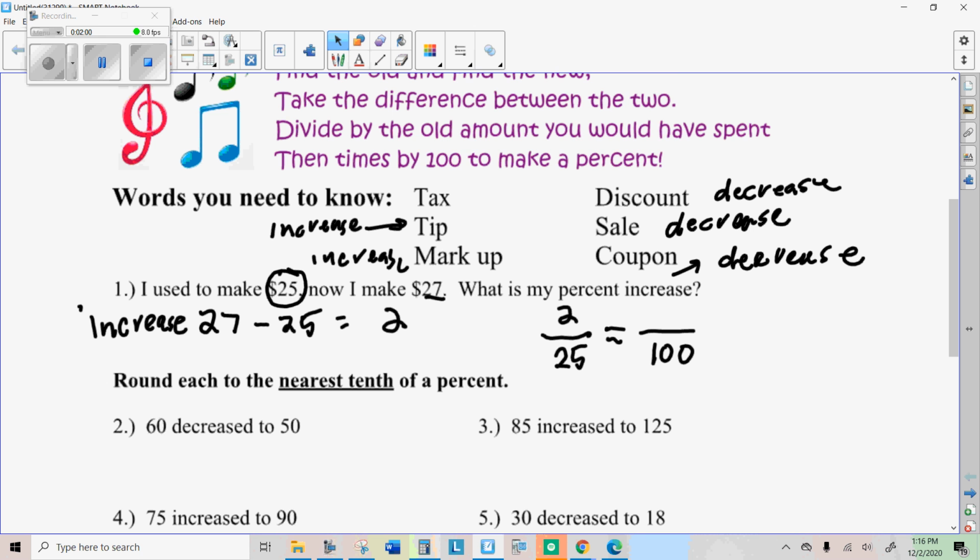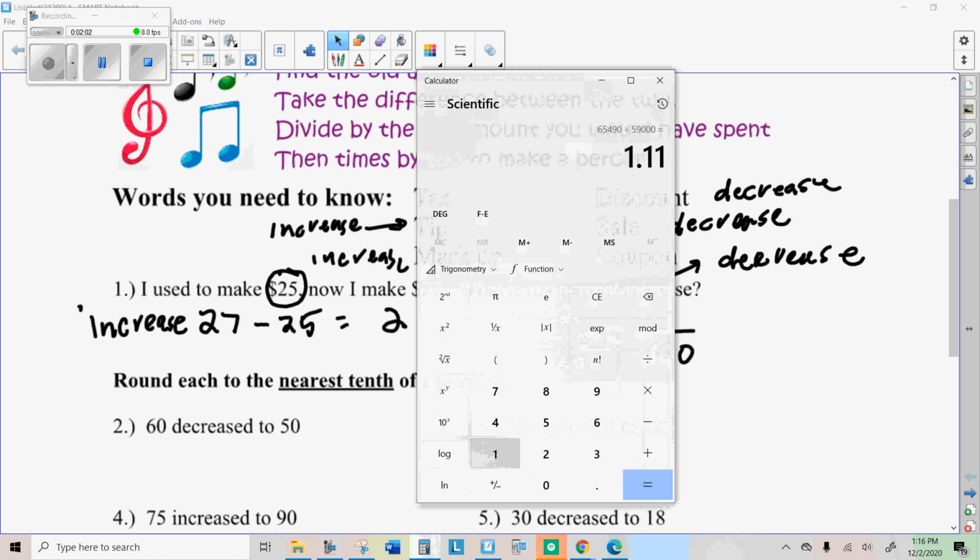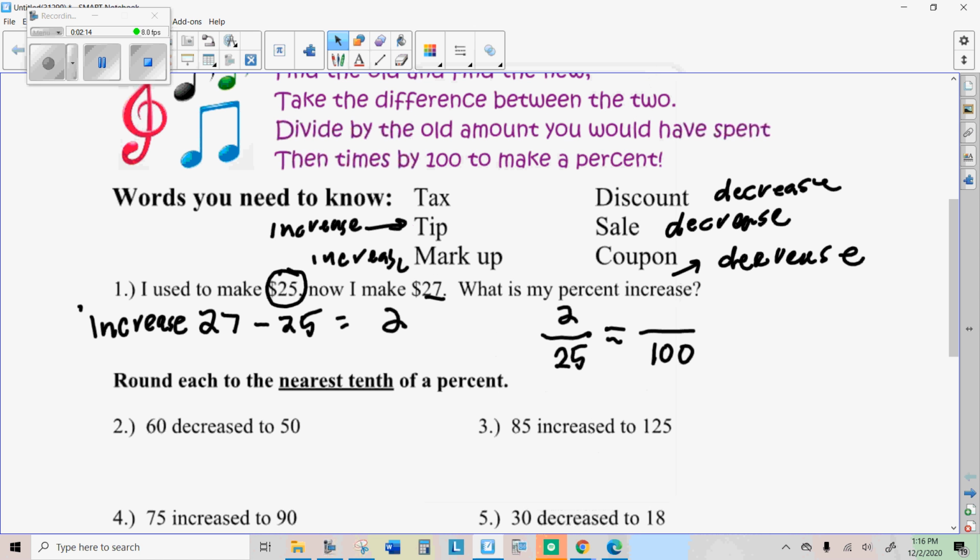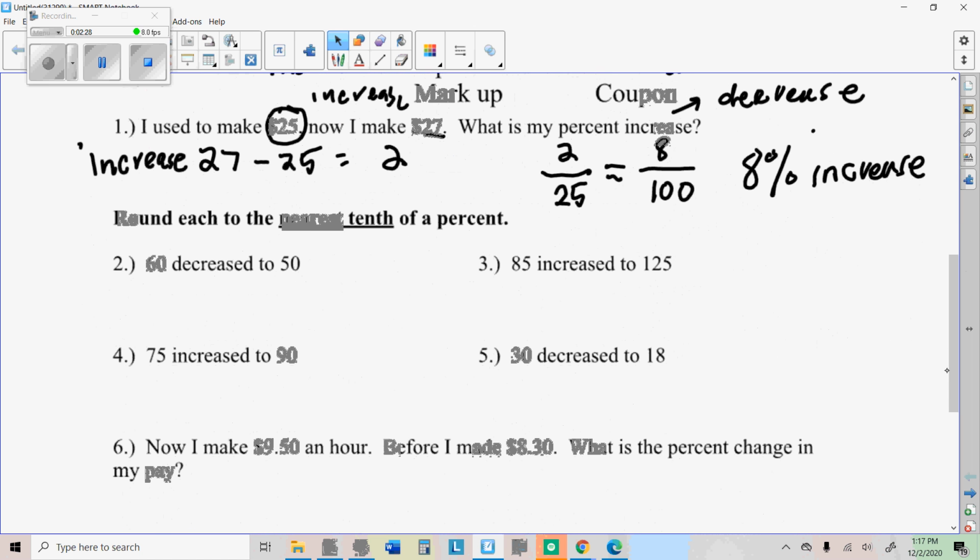So at this point, you're going to do 2 times 100, multiply kitty corner. Remember doing that. And then you're going to divide that by the other number. And so we get 8. So if you went from 25 to $27, that's an 8% increase. All right. So we're going to do a few problems.